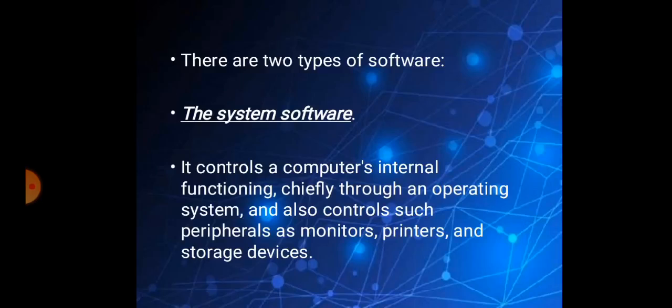So there are two types of software. First is the system software. It controls a computer's internal functioning, chiefly through an operating system, and also controls such peripherals as monitors, printers, and storage devices. So in simple terms, system software is the operating system that is found and bundled inside all computer machines.